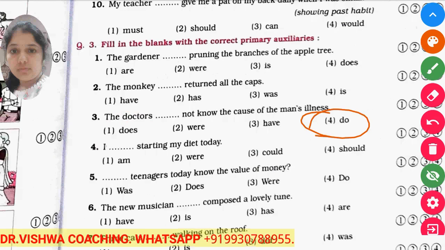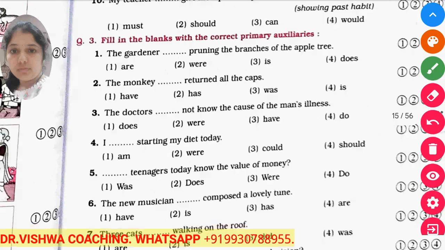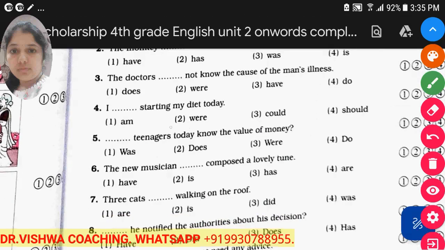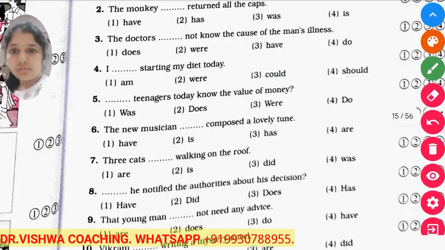correct primary auxiliaries. I dash dash starting my diet today. Now always I is supported by am, which is the primary auxiliary verb. So I am starting my diet today. We will not use could or should because they do not support the present tense or the progressive present tense. Okay.